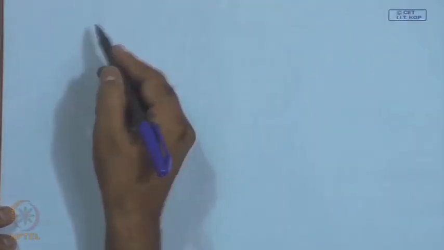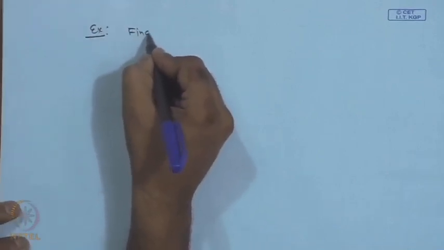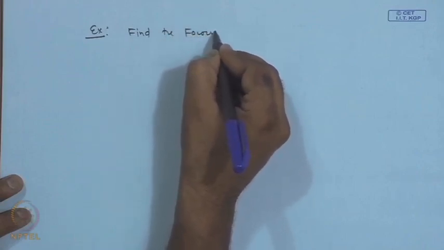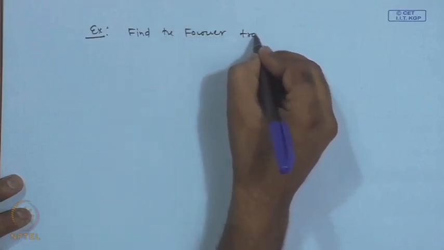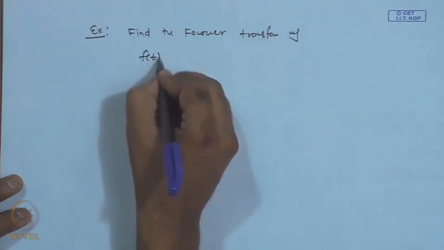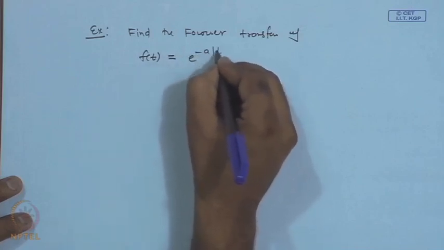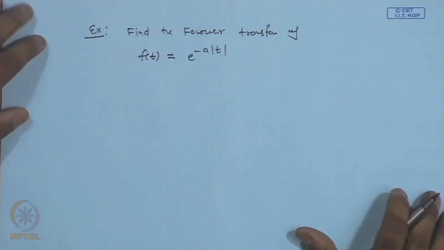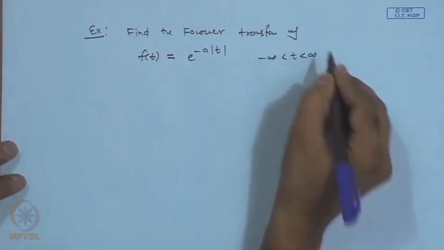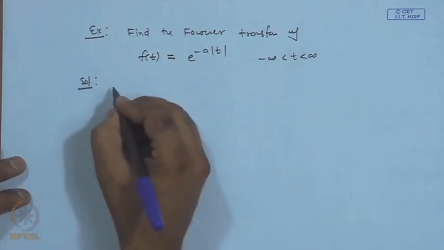Take another example now. Find the Fourier transform of f(t) equals e minus a times the absolute value of t, where t is from minus infinity to plus infinity. So the solution.